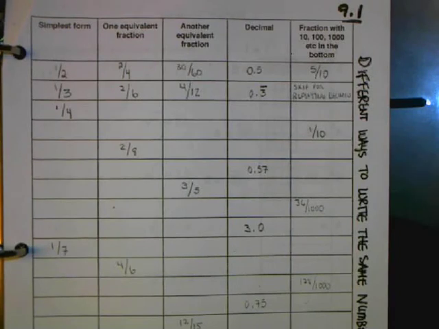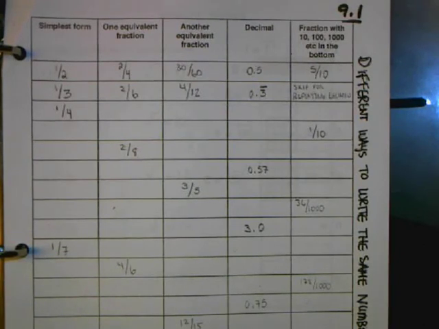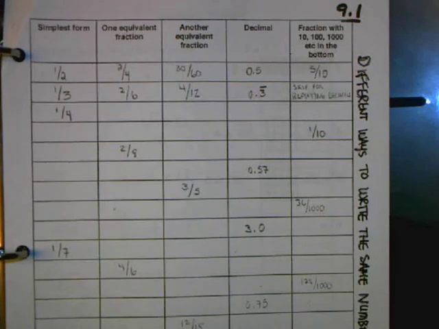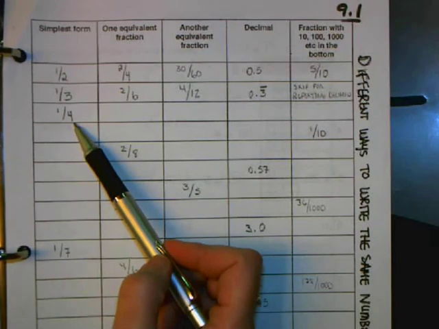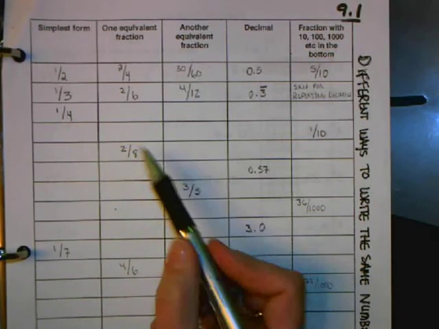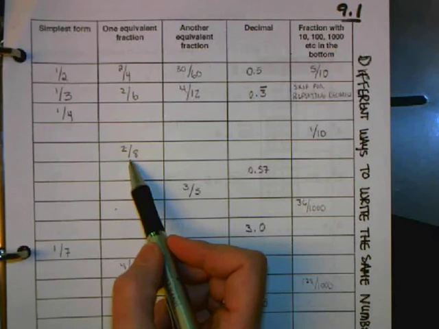This lesson goes with section 9.1 in your text, and the first thing we're looking at here is that there are many different ways to write the same number. So what's given here is a table. In the first column should be the simplest form of a particular fraction. So you'll notice that in the first 3 rows I gave you a fraction already in simplest form. Down below there are going to be some fractions that you need to simplify.